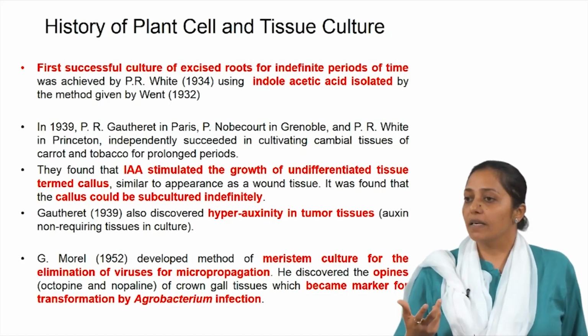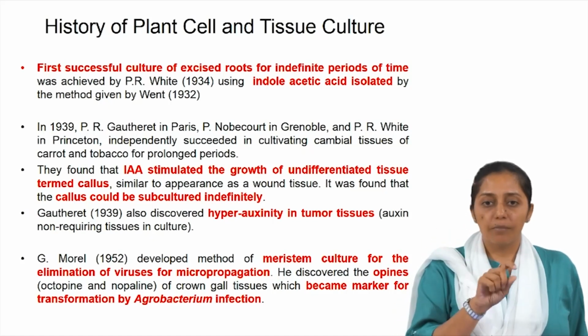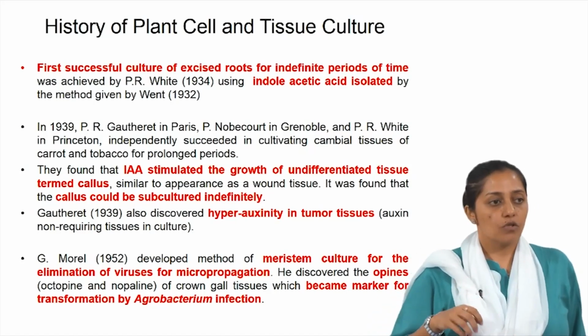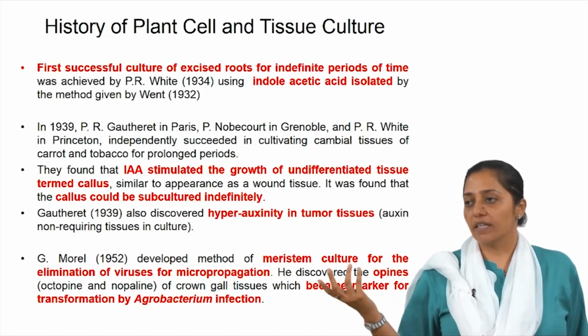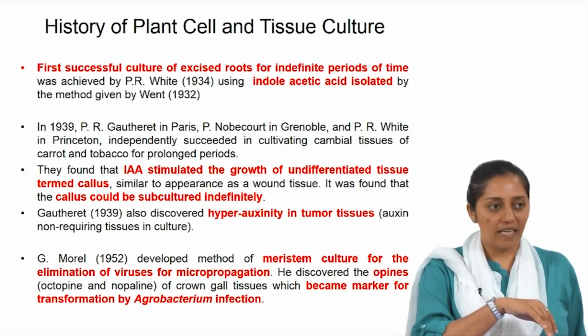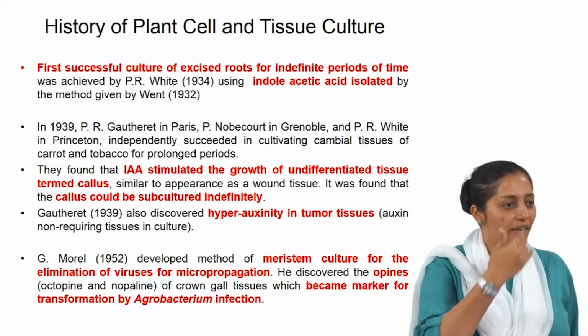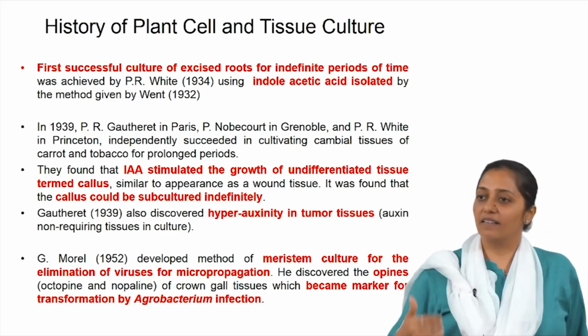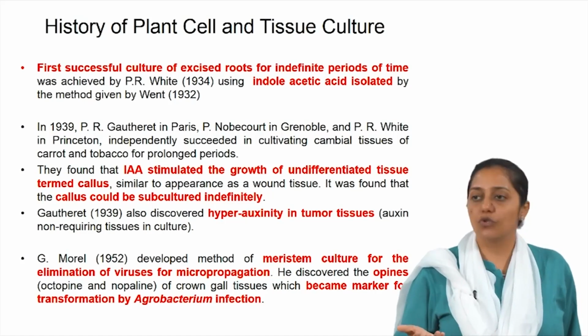Opines are nothing but carbon and nitrogen sources for the bacteria. So, when present in the bacteria, the genes do not get expressed. But once it infects the plant cell, they get expressed and these opines start getting formed, which are then utilized by the bacteria as a food source.